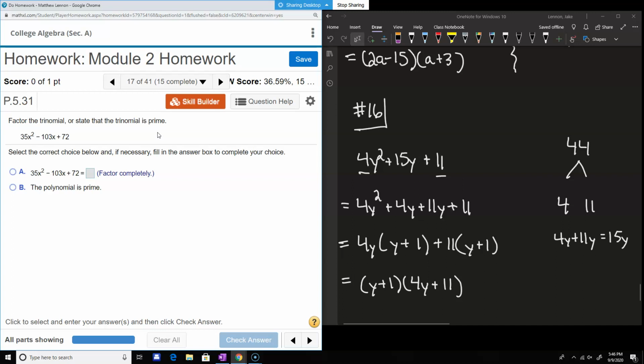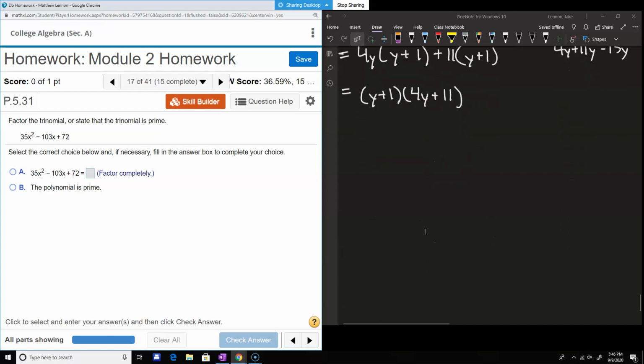This one's quite a large polynomial. And not all polynomials will have a factorization. That's what they mean when they say the trinomial is prime. So if you have something that doesn't factor, it's prime. And basically, if you look at the numbers and you can't find such numbers that exist, then that means it's a prime polynomial. I'm not sure on this one. I just know that the factors are going to be quite large.